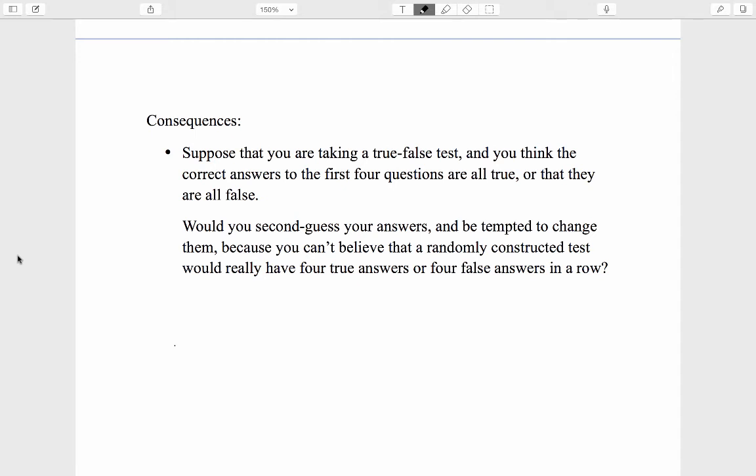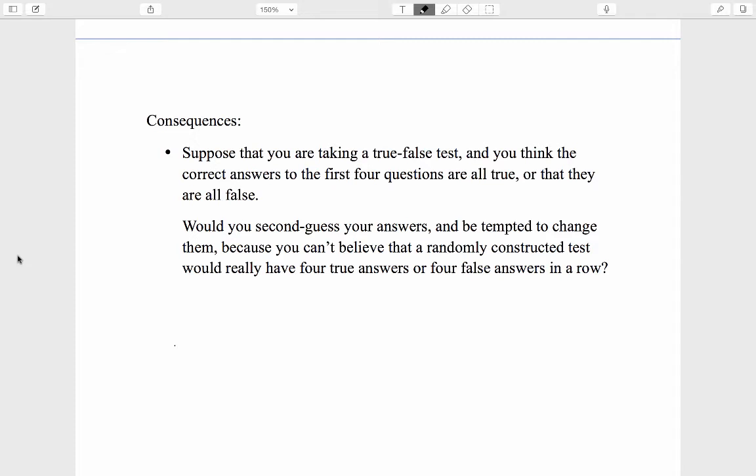Understanding this computation and how it works out has some practical consequences that are worth understanding. Suppose, for example, that you are taking a true-false test, and you look at the first question, you think that the answer is true, so you write down true. You look at the next question, you think about it, you think that the answer is true, so you write down true. You get to the next question, you think about it, again you think that the answer is true, so you write down true.